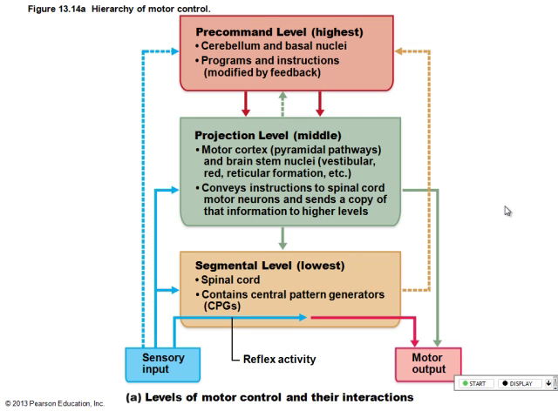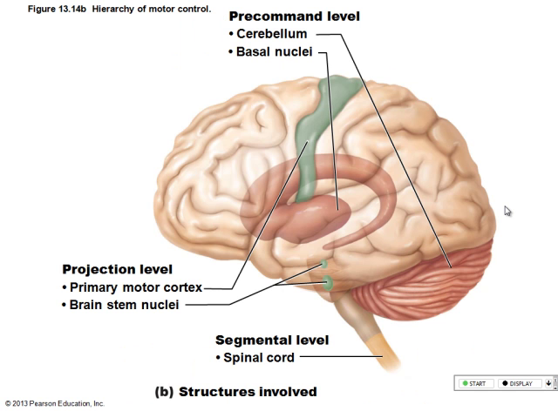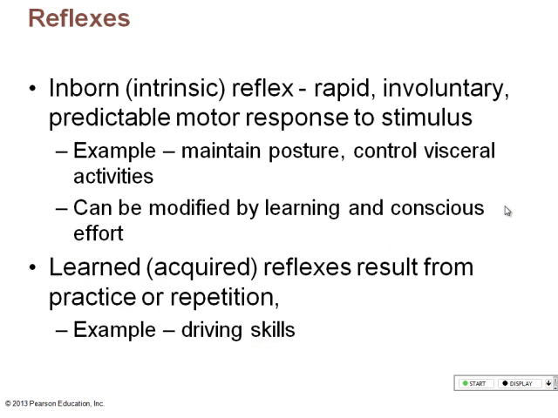And again, we see that diagram on page 512 that gives us a summary of these different levels. We see some of the structures involved in levels of motor control and their interactions. Also on page 512, figure 13.14. The next thing the book talks about in part 4 is reflex activity.